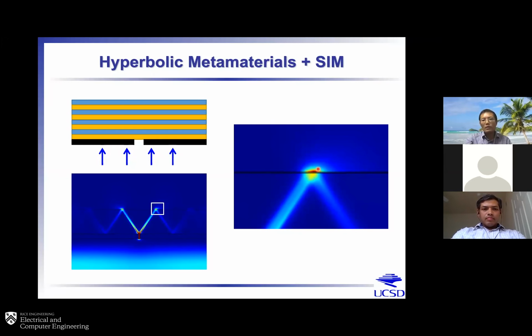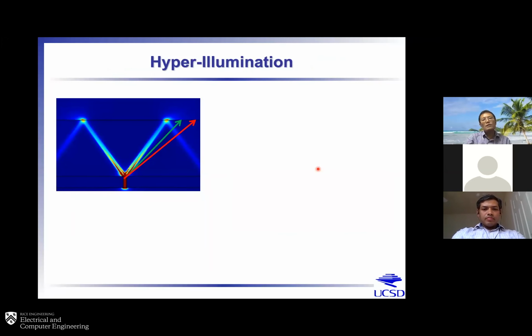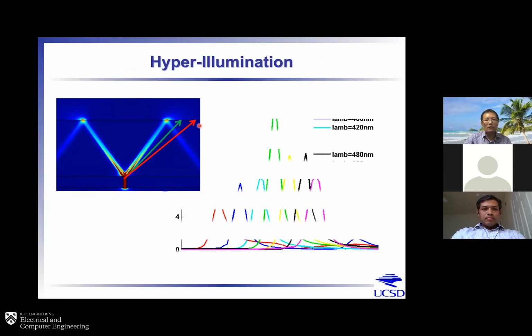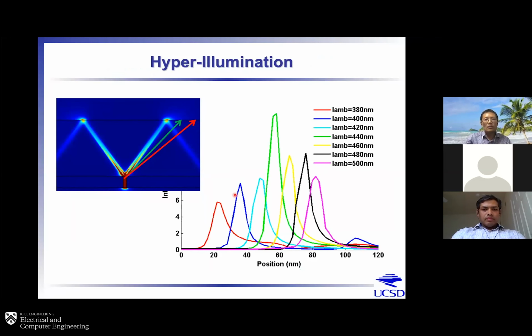Okay, so the good thing is, this hyperbolic metamaterial is very, very dispersive. So when the different colors of light come out from the slit, they are going to spread out at different locations. Okay, so then you can take a look. The different colors of light spread out at very different locations.